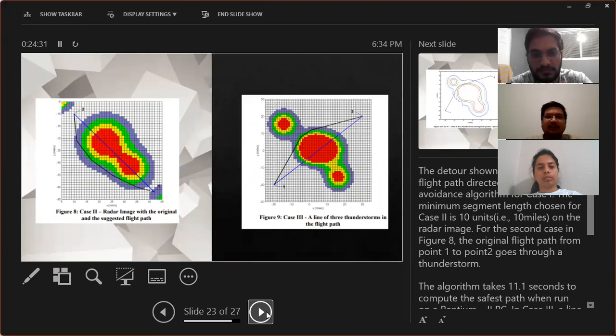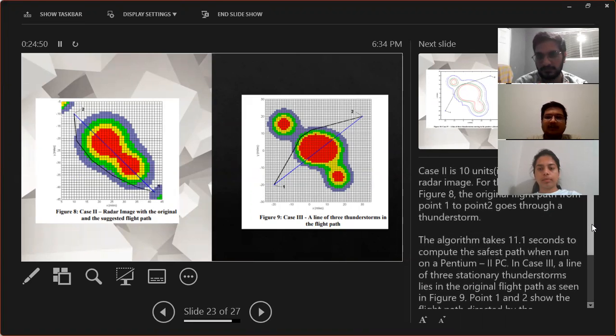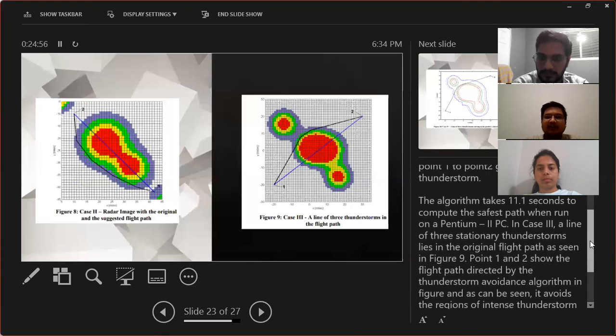The detour shown in the figure is the flight path directed by the weather avoidance algorithm for case 1. The minimum segment length chosen for case 2 is 10 units. So here we have chosen 10 units, that is 10 miles on the radar image. For the second case in figure 8, the original flight path from point 1 to point 2 goes through the thunderstorm. The algorithm takes 11.11 seconds to compute the safest path when run on a Pentium II PC.